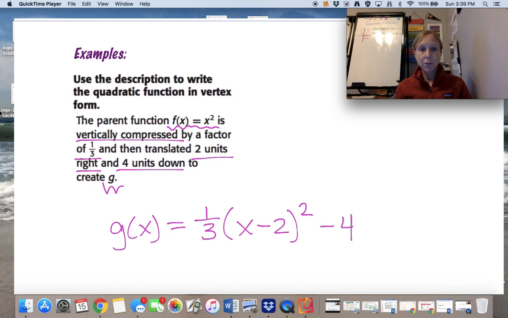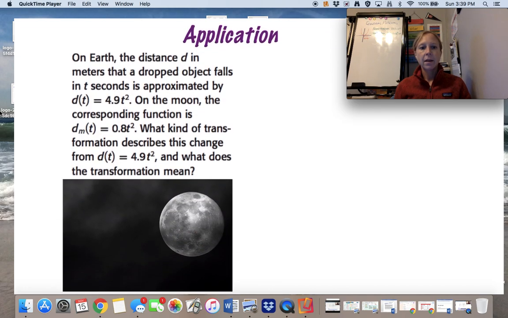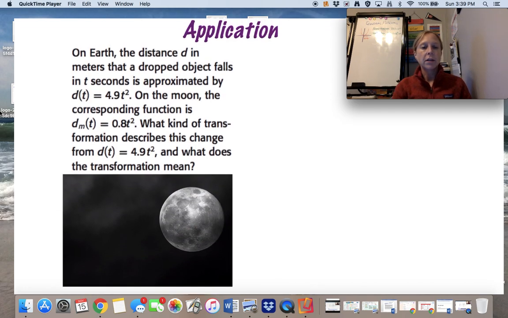Let's look at one word problem together, and then I think you'll be ready to get started on your homework. Here's the situation. It says on Earth, the distance d in meters that a dropped object falls in t seconds is approximated by the formula d of t equals 4.9 t squared. On the moon, the corresponding function is d sub m of t equals 0.8 t squared. What transformation describes this change, and what does it mean?